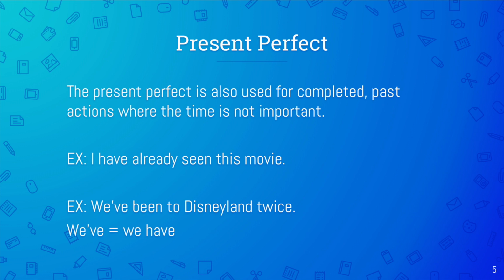And then another example, we've been to Disneyland twice. Same thing, I'm just saying that this event has happened. It doesn't really matter when it happened. Hopefully you understand the two most common ways to use this tense, because you need to understand this before you can understand the past and future.